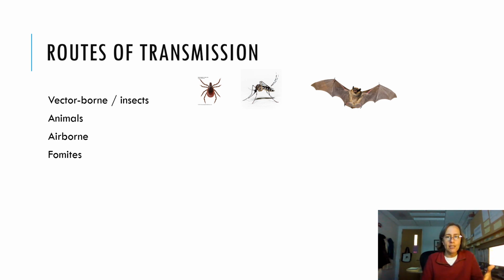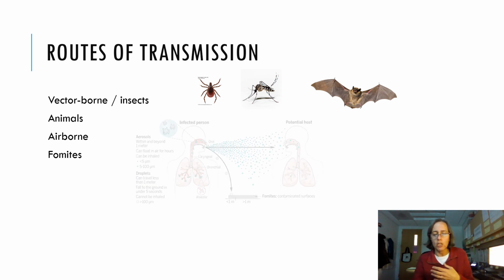Or fomites. So fomites is surfaces. So fomite is an inanimate object, right? Not a living thing that the germ can live on for a period of time. And then if you touch it and then maybe touch your mouth or rub your eye, you can infect yourself. So in the beginning of COVID, we weren't really sure if it was airborne transmission or fomite transmission.